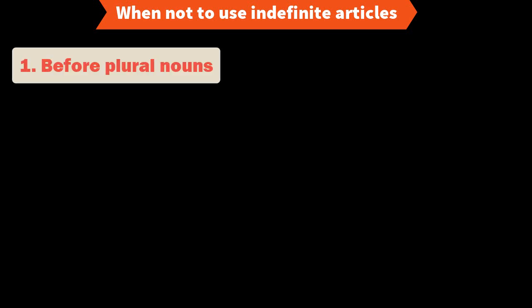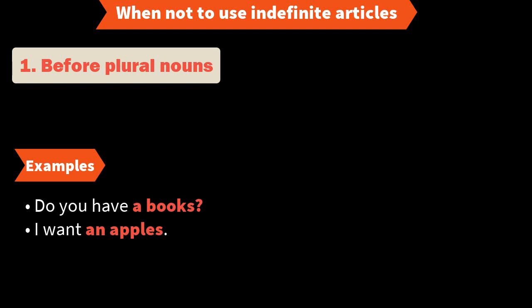Now let us talk about exceptions. When do we not use articles? Number one, we do not use indefinite articles before plural nouns, right? Plural nouns, nouns that are more than one. How can you use an indefinite article before a plural noun? Because when you say a or an something, that too plural, it does not make any sense.